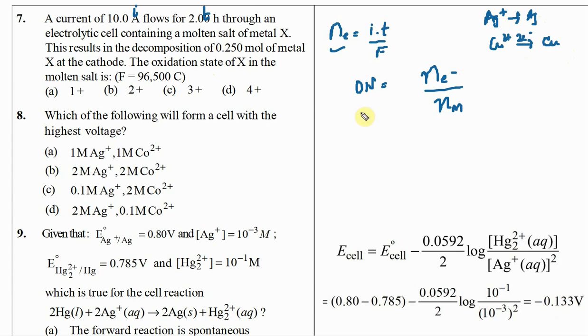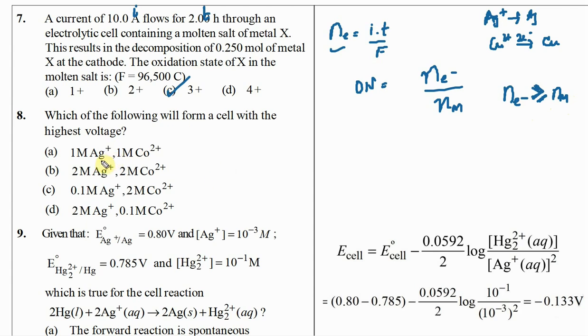So this is how you calculate the oxidation state. It's very simple. All you have to do is get a ratio. Moles electron is always greater than or equal to moles metal, because a metal needs at least 1 electron to get reduced. So either it is equal or more than 1 electron to get reduced. Straightforward. This is also straightforward.